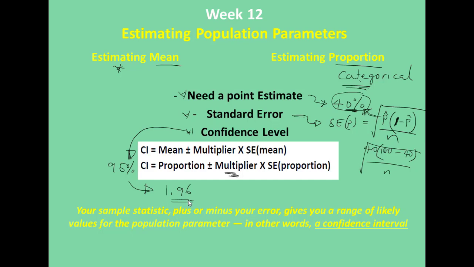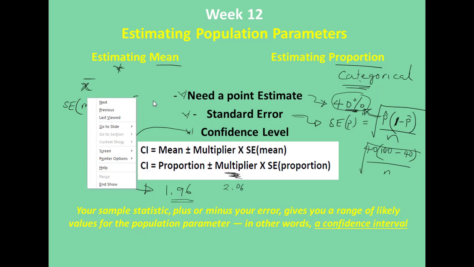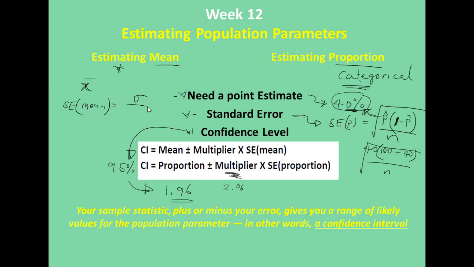Again, keep that in mind when you work through questions. Now, for estimating the mean, we basically go through the same procedure. We need a point estimate. In this case, the point estimate will be the sample mean. And then the standard error is given by a different formula, of course. The formula for the standard error of the mean is given by the population standard deviation over the square root of the sample size.